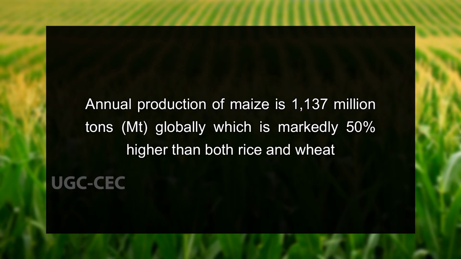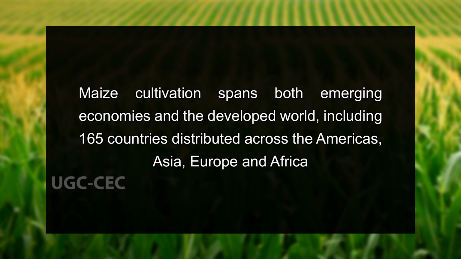The annual production of maize is 1,137 million tons globally, which is markedly 50% higher than both rice and wheat. The divergence reflects the substantially higher maize grain yield, mostly linked to widespread hybrid cultivation and complementing input use. Maize cultivation spans both emerging economies and the developed world, including 165 countries distributed across the Americas, Asia, Europe, and Africa.